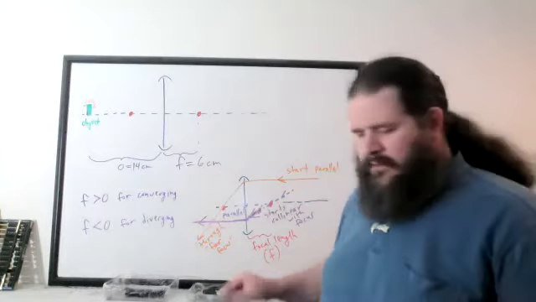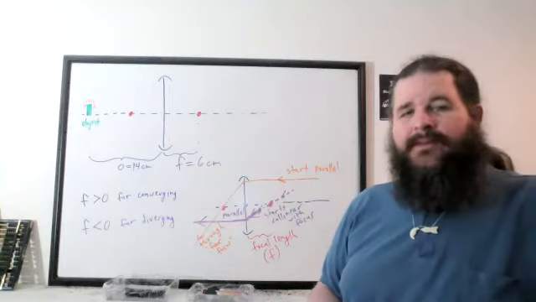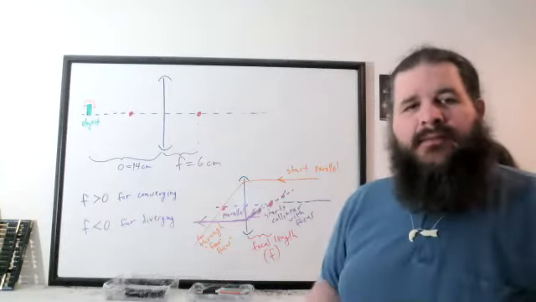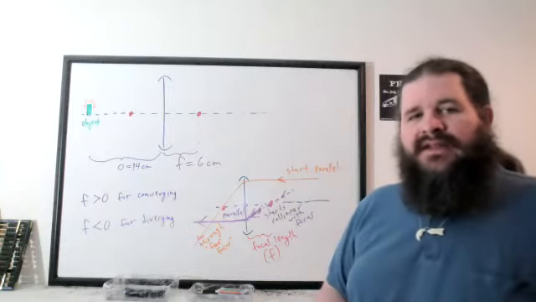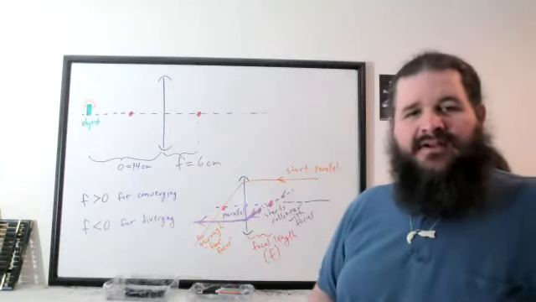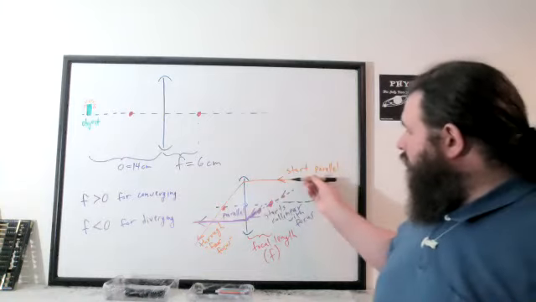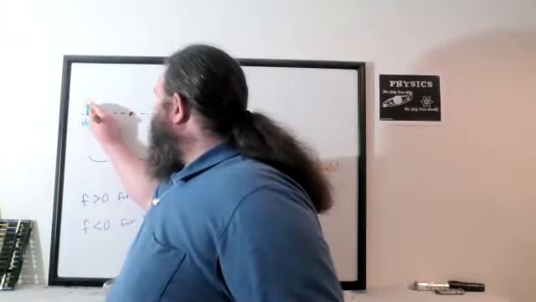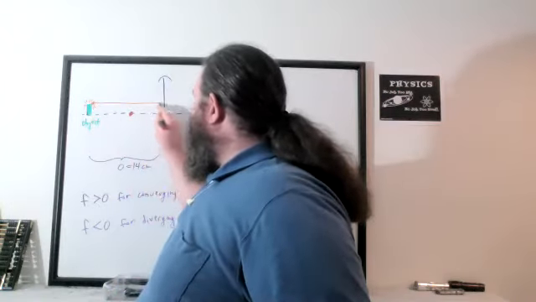And what we can do is use ray tracing to figure out what happens to the light that leaves the object. Again, light's coming from the object outwards in all directions, but we only really need to care about the directions that are going to be easy to draw. For example, we could have a ray of light from the object that starts off parallel to the optical axis, specifically from the top of the object.